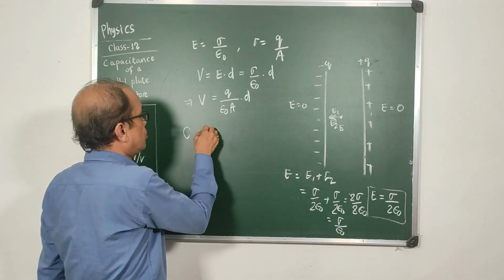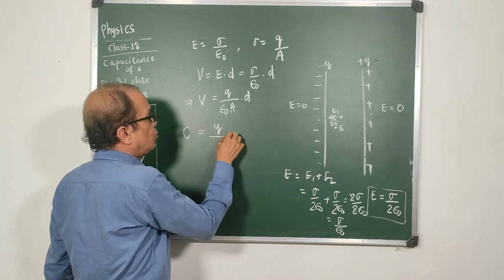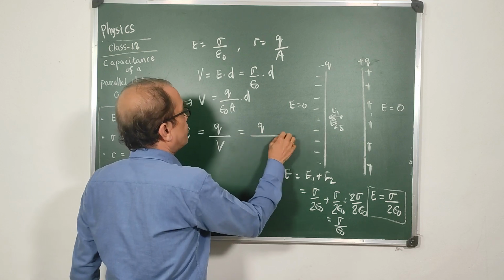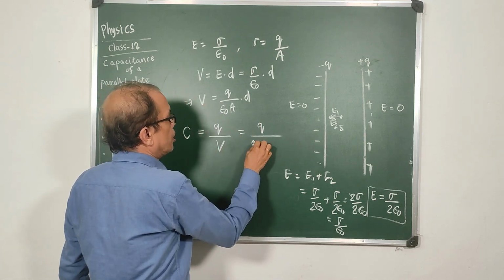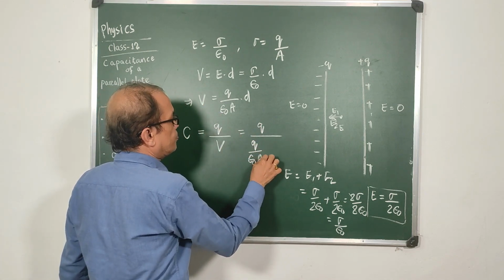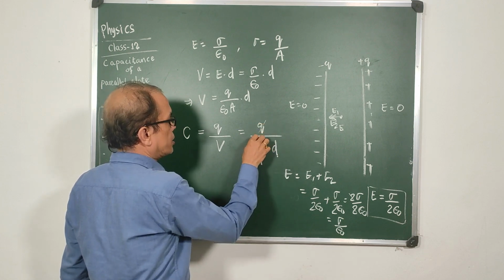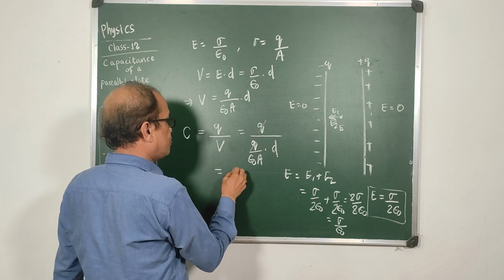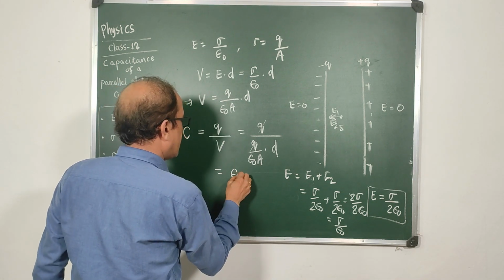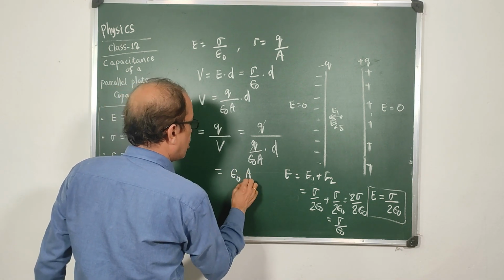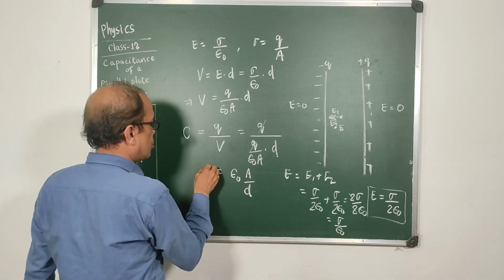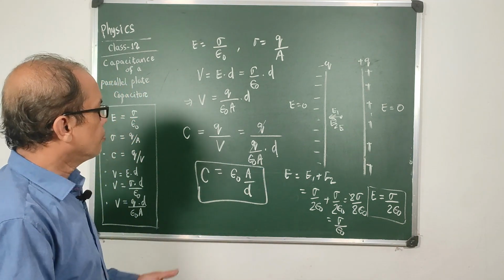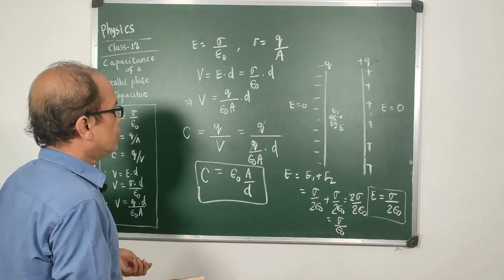Capacitance of a capacitor is in the general form q upon V. So q divided by V is q divided by q by epsilon 0 A into D. Q cancels out and you get just the reciprocal. So you get epsilon 0 into A upon D. So the capacitance of a parallel plate capacitor comes in this form.